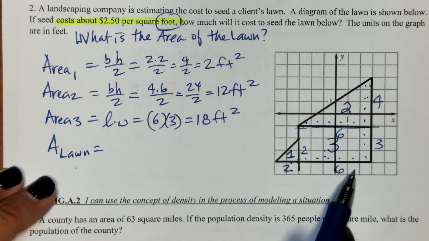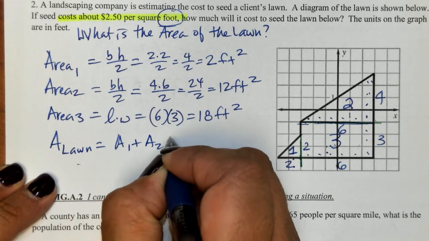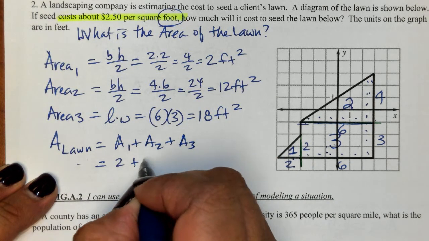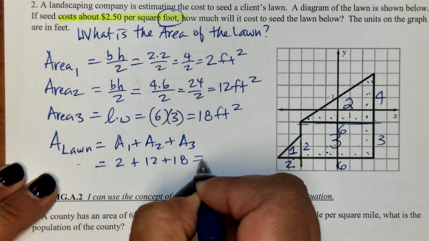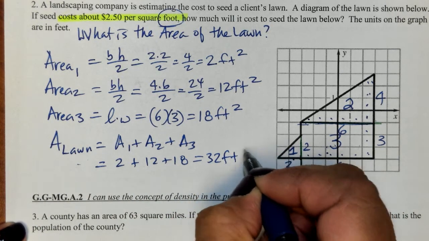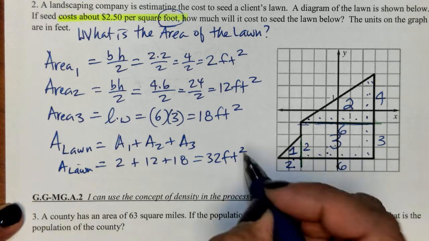Area of the lawn. Okay, is equal to A1 plus A2 plus A3. And I'm going to plug in those numbers. 2 plus 12 plus 18. And you should get 32 feet squared. Area of the lawn. Okay, so you got one part done.